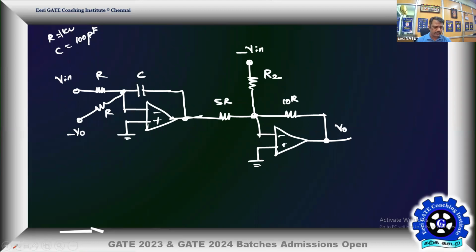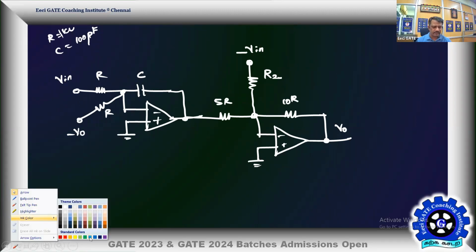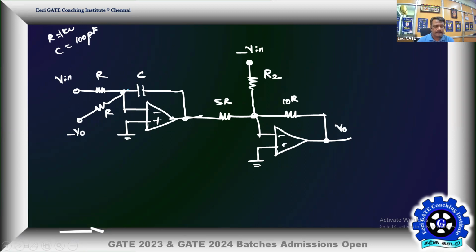So now let us focus on getting V naught of S by V in of S. This impedance we can take 1 by SC. Let me take this as Vx. What is Vx? It is due to two contributions, one due to V in, another due to V naught. So Vx of s, by superposition, switching off this component, you will end up with minus Z2 by Z1. Z2 is this, Z1 is this.